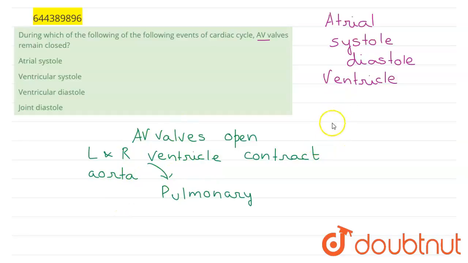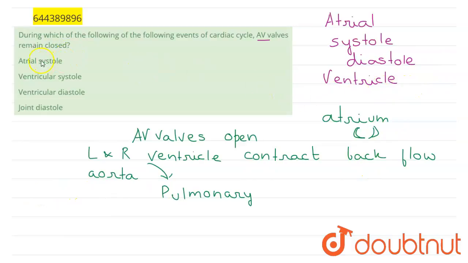Here, as the blood flow is unidirectional, to prevent backflow of blood, so that blood again doesn't flow back into the atrium, that is why the AV valves, which are valve-like structures like this, close, so that backflow of blood is prevented. So this happens during the ventricular contraction, which is known as the ventricular systole.